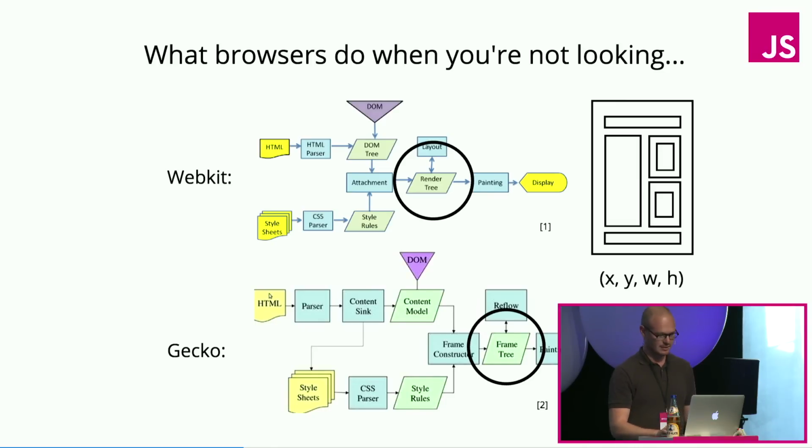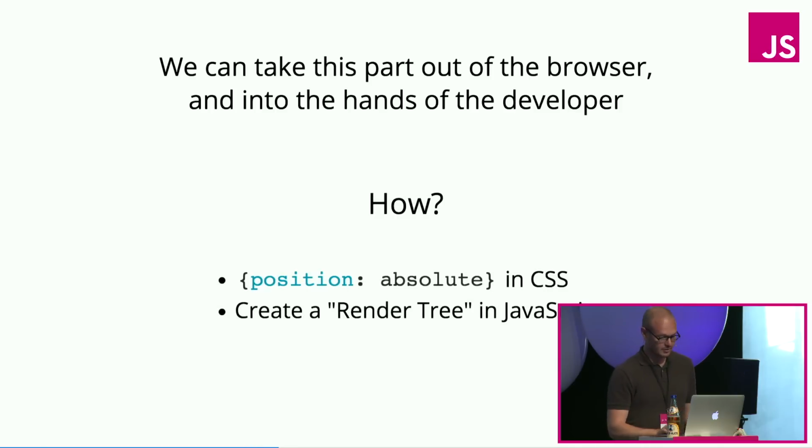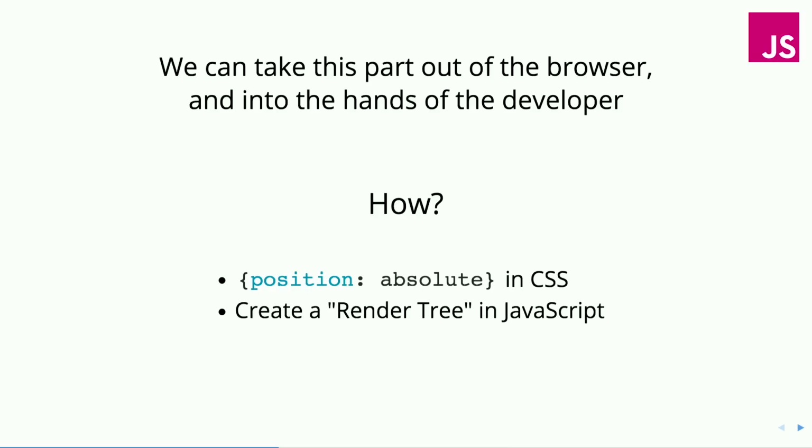Okay, so what I'd like to do is take this part out of the browser and into the hands of the developer. The way that we do that is kind of crazy. We position absolute things in CSS. Now, this isn't everything. This is just the things that we want to animate, the things that we think are presentational and not to do with content. And we create our own render tree in JavaScript.